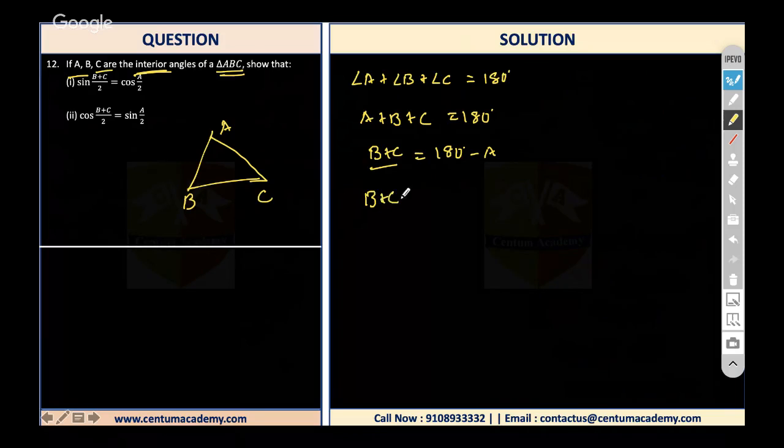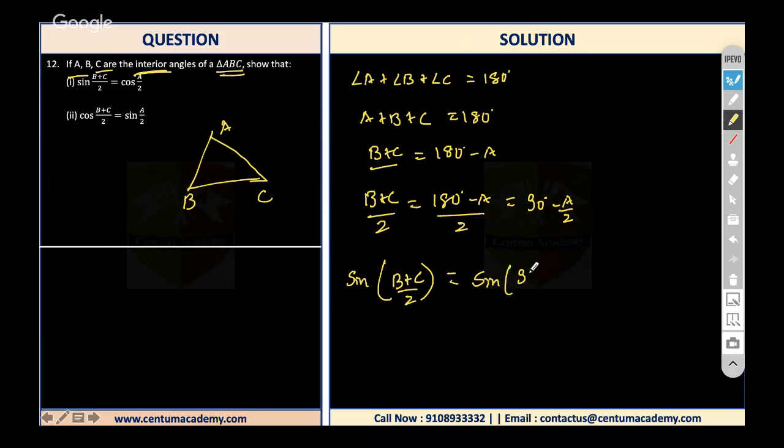So (B plus C) by 2 will be equal to 180 degrees minus A by 2, which is 90 degrees minus A upon 2. Okay, so sine of (B plus C) by 2 can be written as sine of (90 degrees minus A by 2). Why? Because (B plus C) by 2 is 90 minus A by 2, and hence it is cos of A by 2. Why? Because sine (90 minus theta) is equal to cos theta.